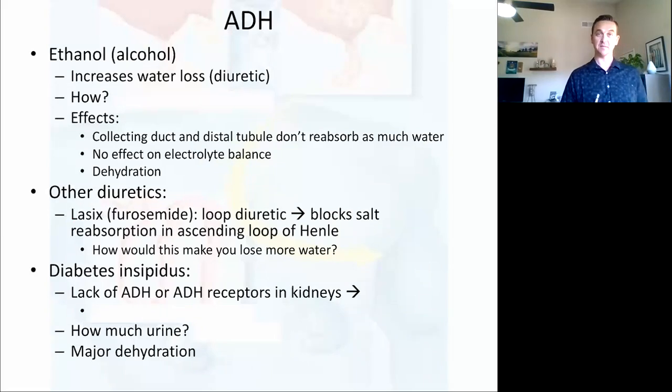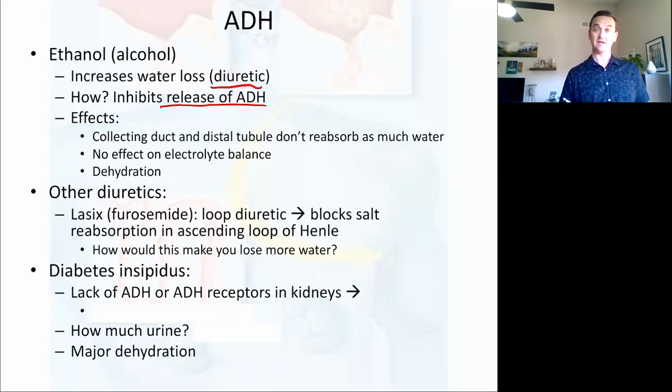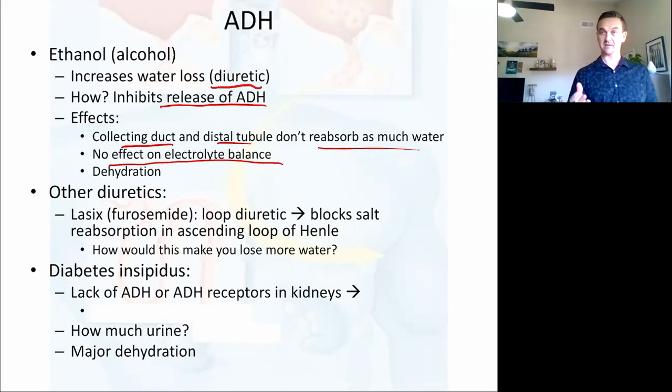ADH is also affected strongly by alcohol. Alcohol is a diuretic, meaning it increases water loss. How does it do that? It actually binds to the posterior pituitary gland and inhibits the release of ADH. That's why alcohol is a diuretic: it stops the antidiuretic hormone from being released. So the collecting duct and distal tubule don't reabsorb as much water. It doesn't really affect electrolyte balance because salt will typically go with it, but it does cause dehydration.